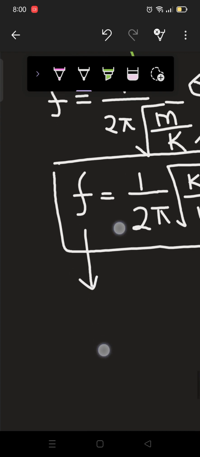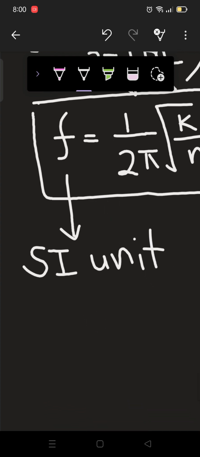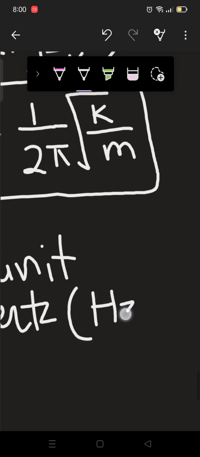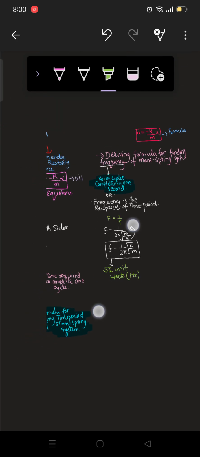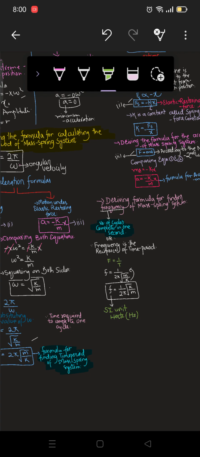What is the SI unit of frequency? The SI unit of frequency is hertz, symbolically Hz, right? So we have now derived the formula for finding the frequency of the mass spring system as well, or motion under elastic restoring force, which is f is equal to 1 over 2 pi under root k over m. This is how we find the frequency. In the last video we found time period, which is 2 pi under root m over k. Frequency is equal to 1 over 2 pi into under root k over m.